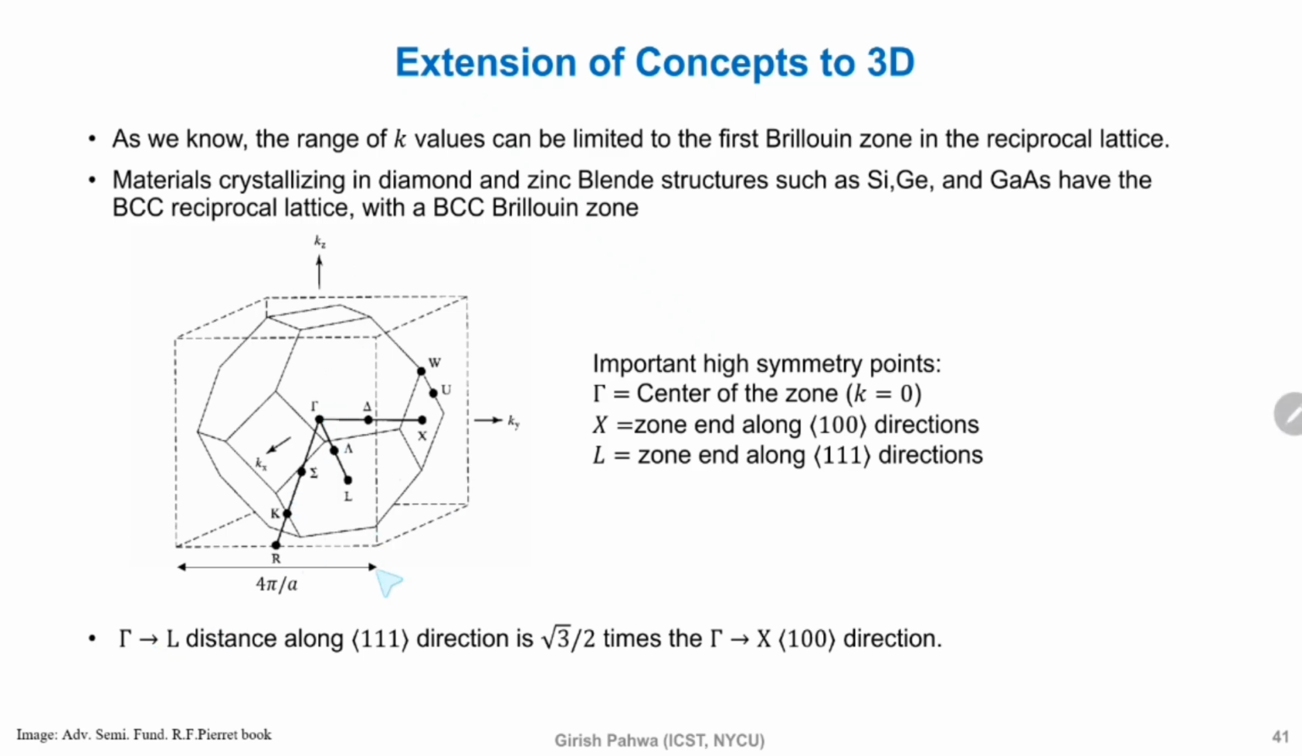And this you can of course find out. For example, the gamma to L distance, from this point to this point, is 3 by 2 root 3 by 2 times gamma x direction. This will become important when we are trying to find out where our conduction band minimum is. Okay.